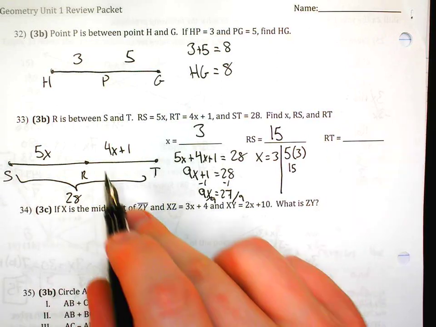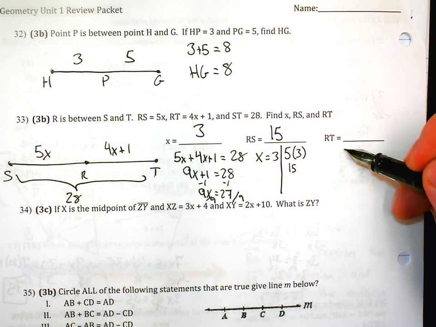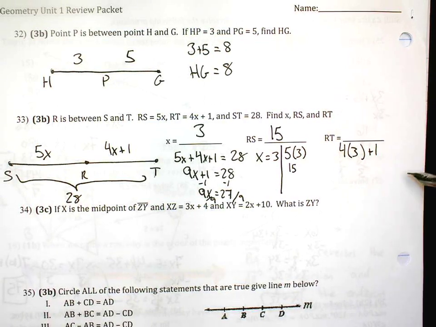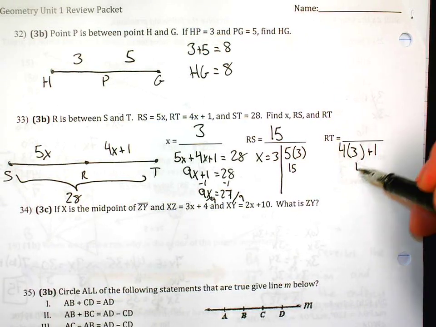For RT, the expression is 4x plus 1. So plugging in my value of 3 for x would give me 4 times 3 plus 1. 4 times 3 is 12. 12 plus 1 would be 13.